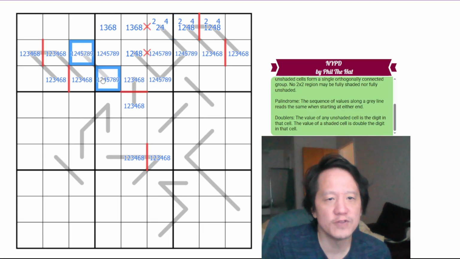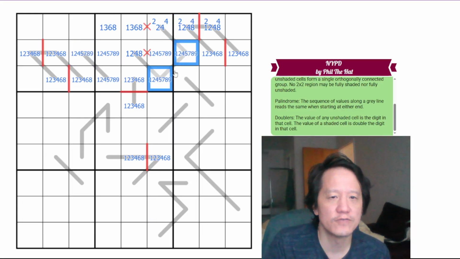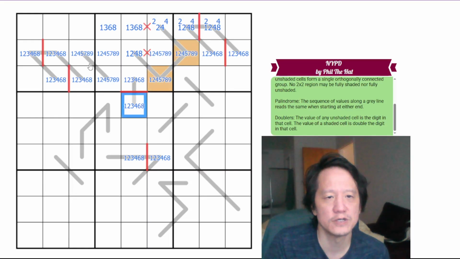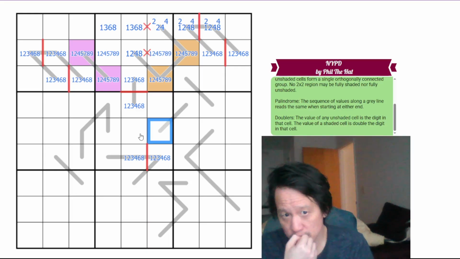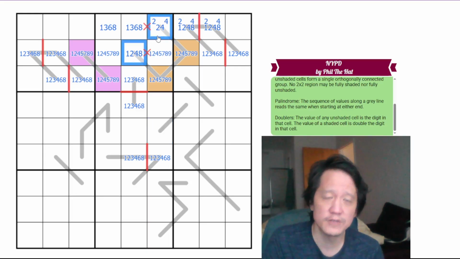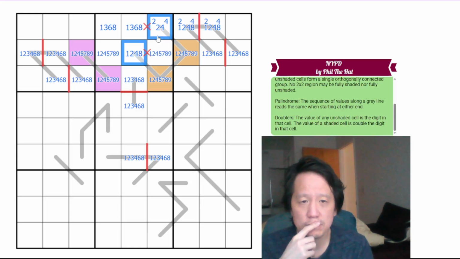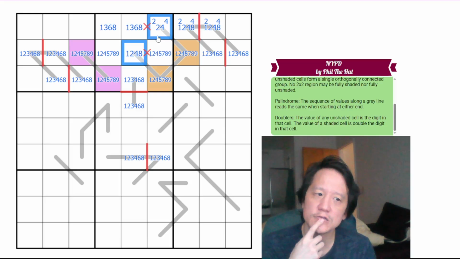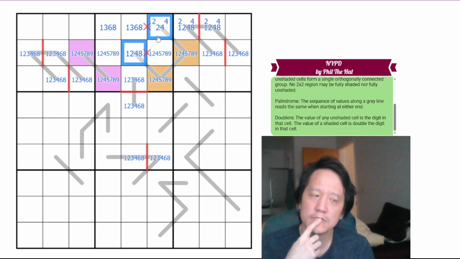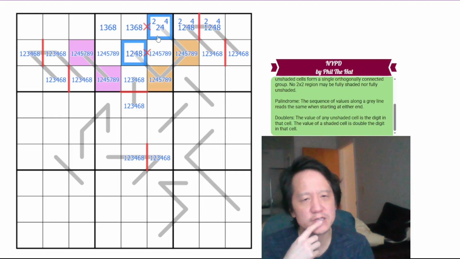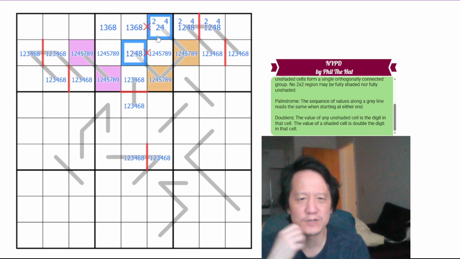So what happens if these are both 5, 7, 8, 9, or 5, 7, 9s here? Let's see. So this would be the same shading. This would be the same shading. Obviously, these would be different ones. That's interesting. Well, maybe not so much. Does that really give us anything? I'm not really sure.